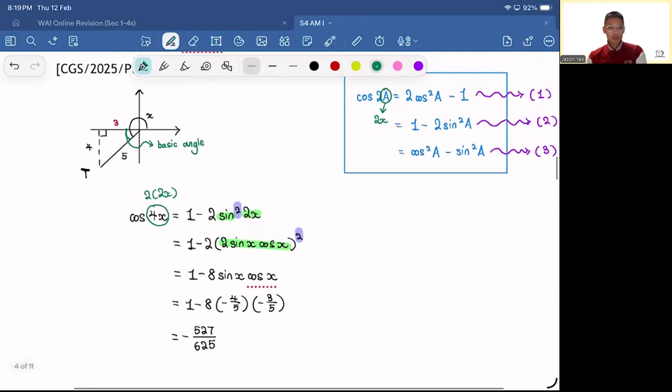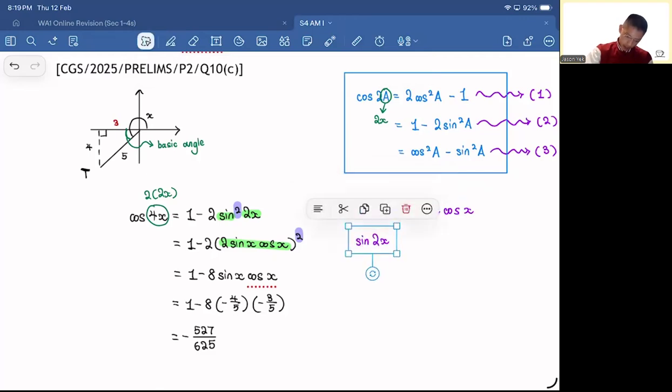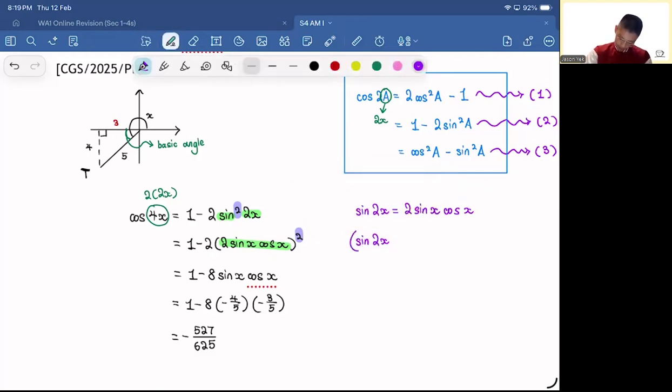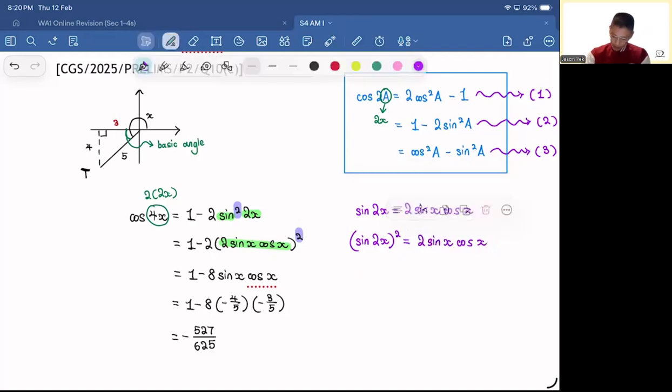Sine 2x is 2 sine x cosine x. That is in the formula sheet. So if I square this whole thing here, this whole thing gets squared. That is why your brackets are like this. I hope it's a little bit clearer here.